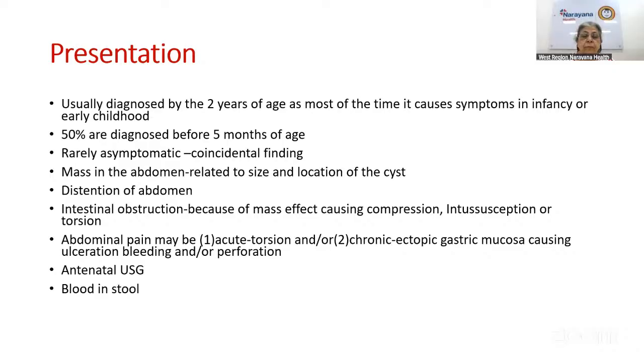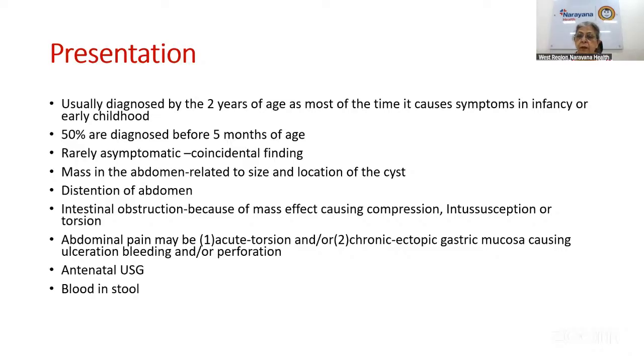Abdominal pain is so many times acute. An acute variety is basically because of that duplication. Sometimes a child will have a chronic severe abdominal pain, and this is because of the gastric mucosa causing peptic ulceration. The same reason why there is blood in stool also.